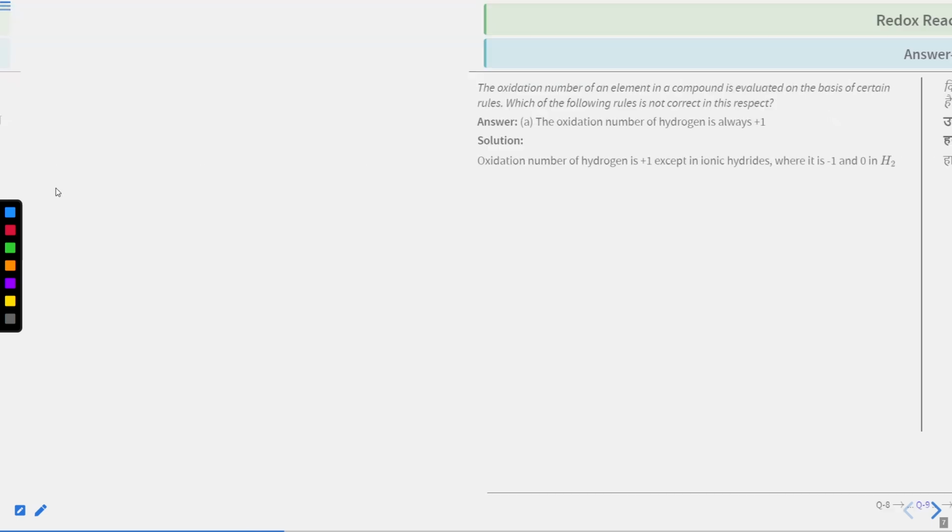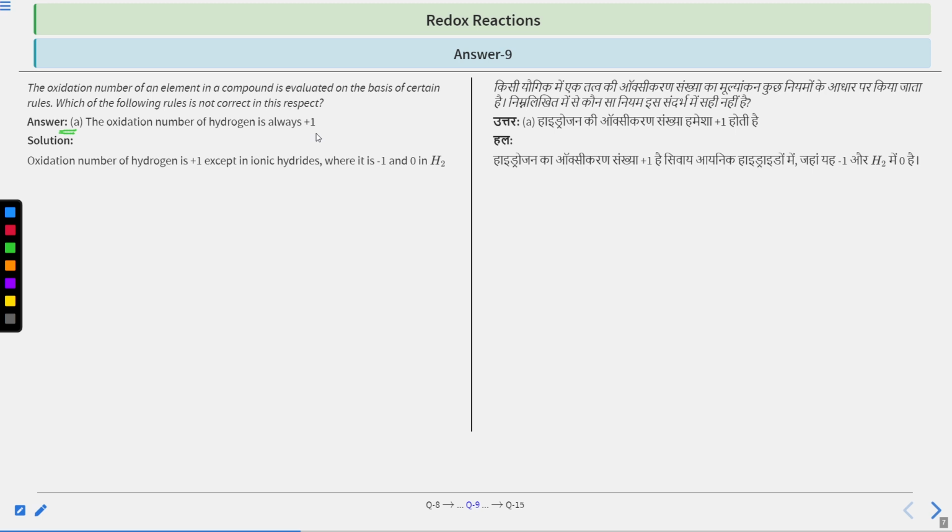But in option A, the statement that the oxidation number of hydrogen is always +1 is not entirely correct, because the oxidation number of hydrogen is +1 except in ionic hydrides, where it is -1, and in H2, where it is in elemental form, so the oxidation state will be 0. So we can't say that the oxidation number of hydrogen is always +1. Thus the incorrect statement which we have to find is in option A, and thus option A is the correct answer.